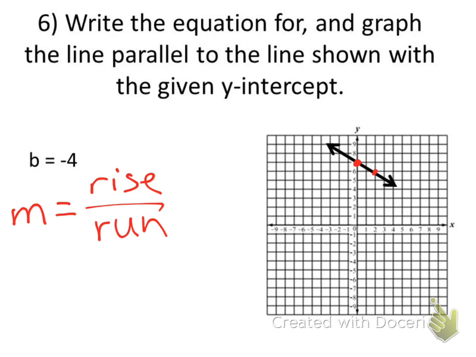pick 2 points that you're sure are whole number ordered pairs and put dots there. Now, count your rise over your run.